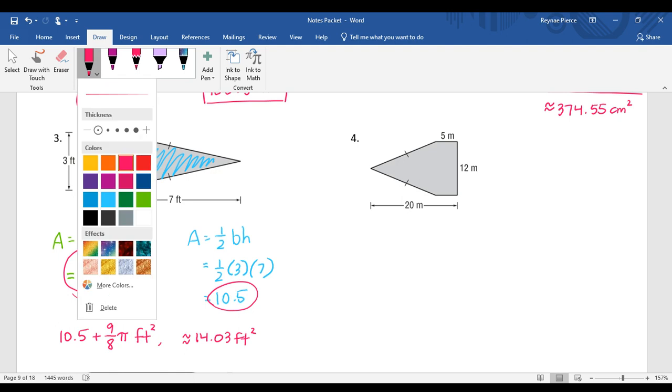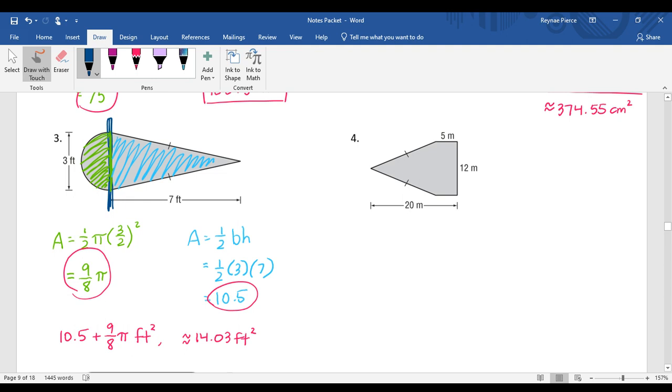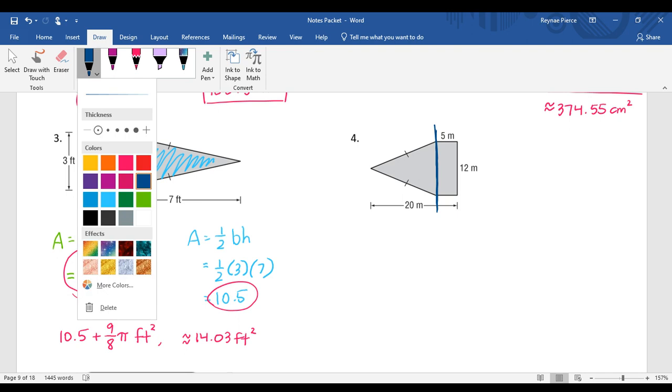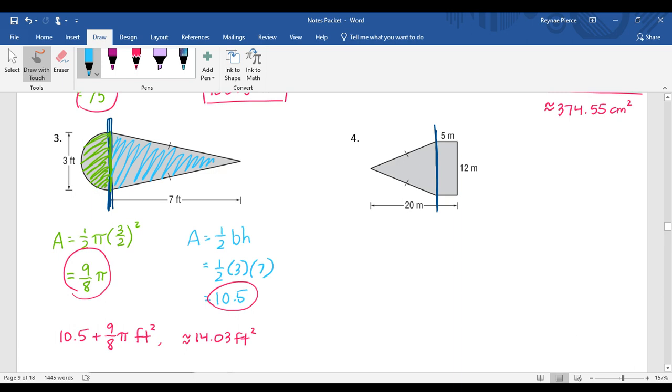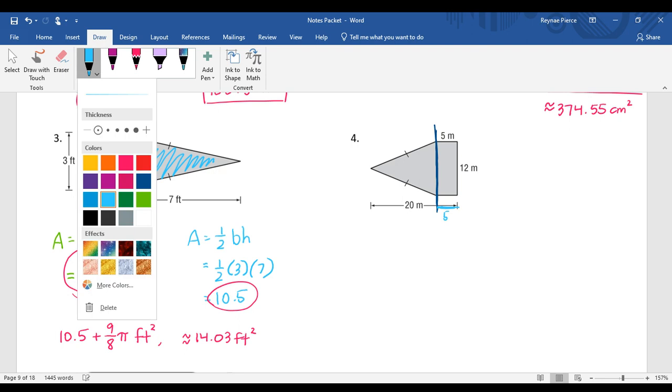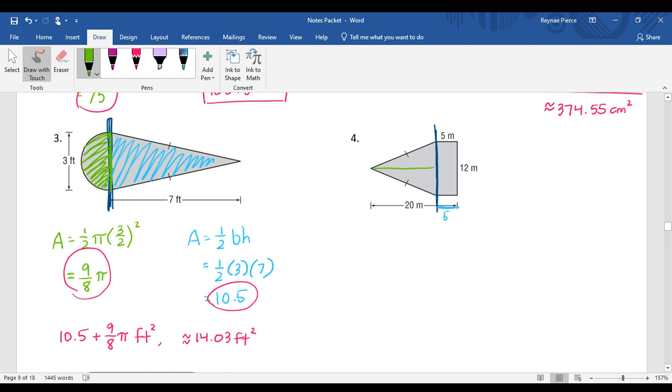Example number 4. I see an isosceles triangle stuck to a rectangle. Now the triangle here. Okay, if all of this is 20, but just this portion is 5, that means what is left here is going to be 15 meters for the height of that triangle.